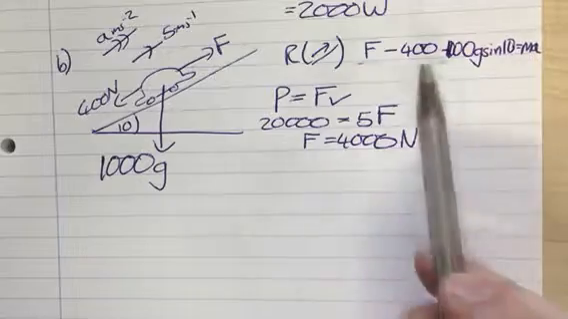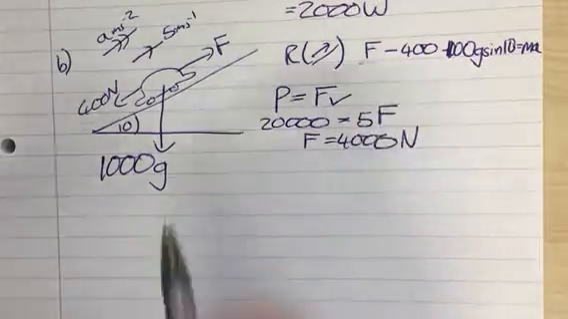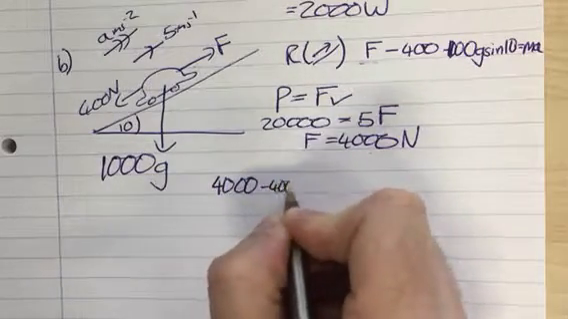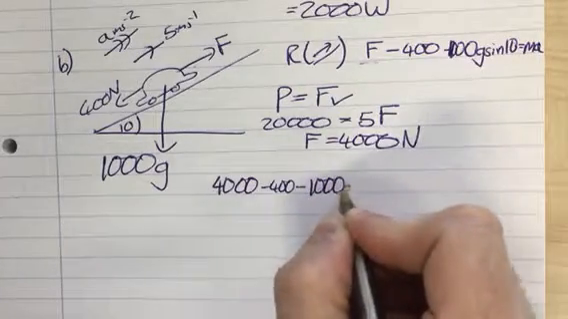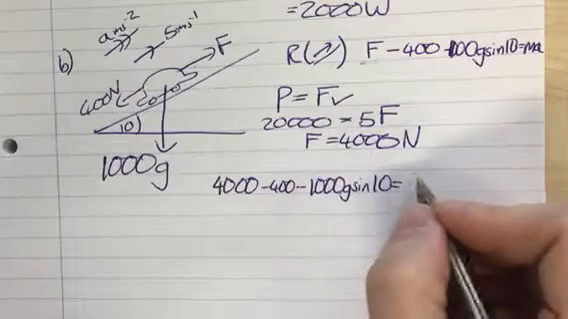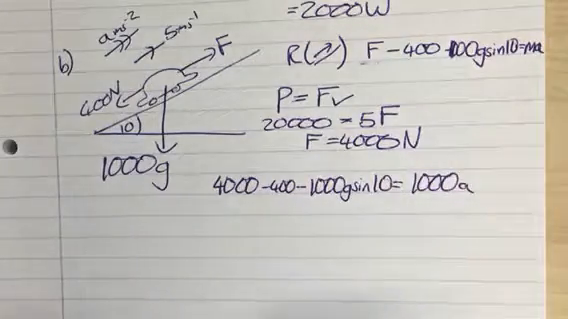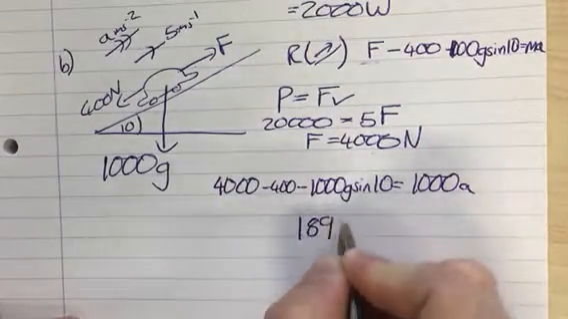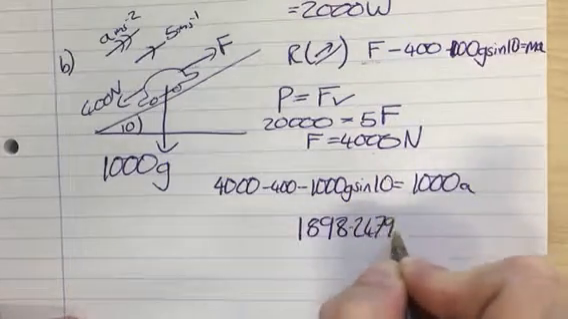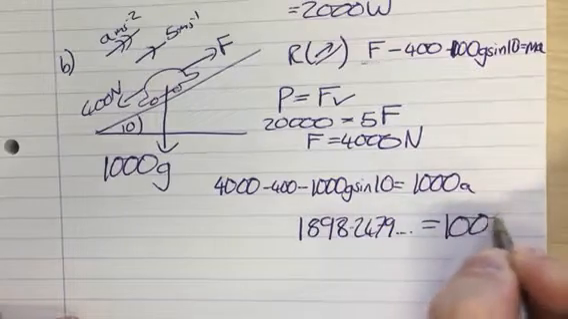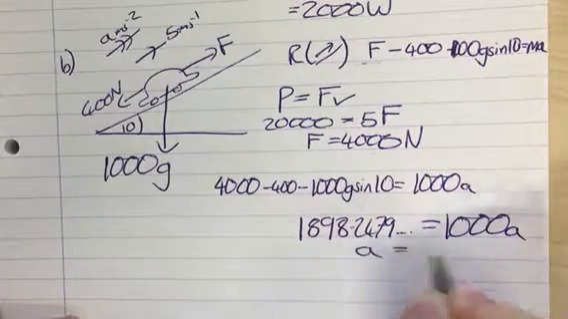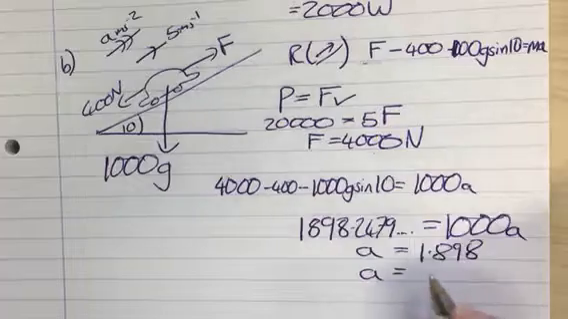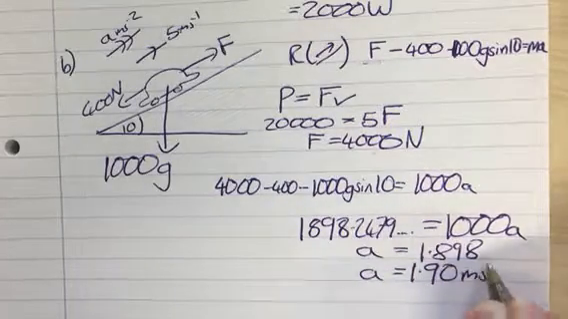We're going to take our mass and our force that we've just worked out and plug them into here to give us 4,000 minus 400 minus 1,000 G sine 10 is equal to 1,000 times A. Okay, now if you plug that straight into your calculator, you should come out with 1898.2479 keeps going is equal to 1000 A. So our acceleration is equal to 1.898, which will neaten up to three significant figures to 1.90 meters per second squared.